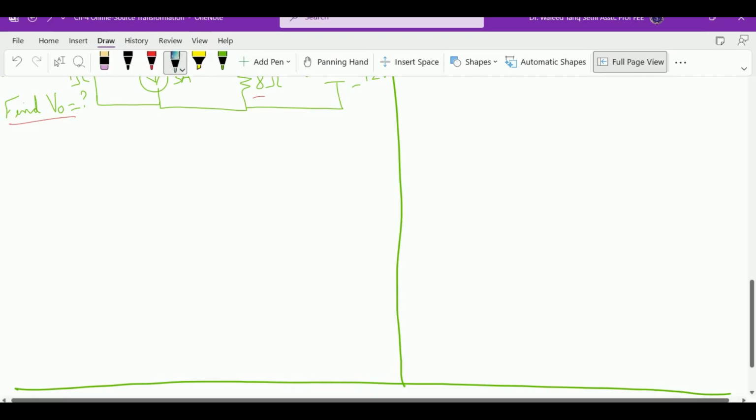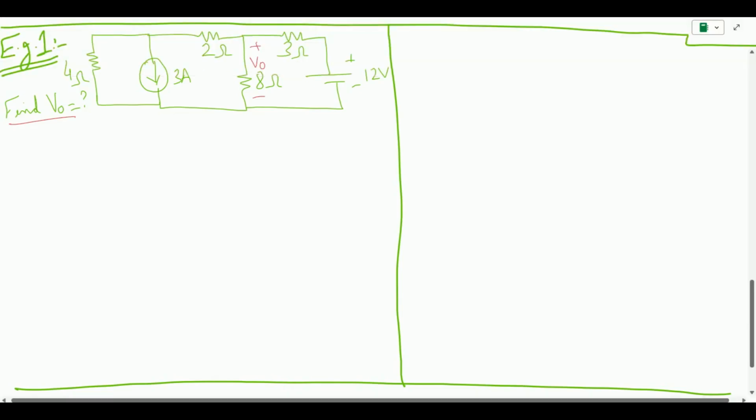So the source transformation says that whenever I see a current source in parallel or a voltage source in series with a resistor, I can transform this. So if I look at my circuit and start from the left side, I see that this 4 and 3 ohm are basically following the rule of the current. So I can transform this into a voltage source.